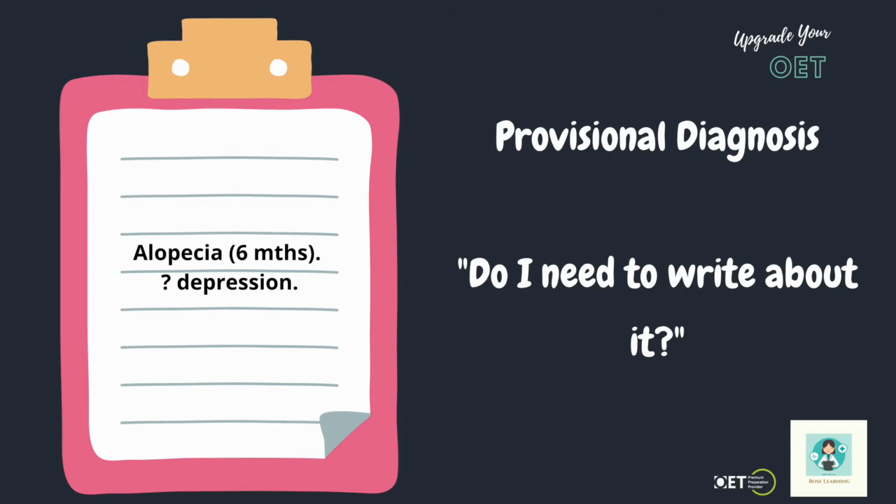So if you have in your case notes in the OET Writing Sub-Test something like this that says alopecia, 6 months, and then a question mark, depression. We can see here that the alopecia has been confirmed, but the depression is a provisional diagnosis. It's not been diagnosed yet. You think it might be.